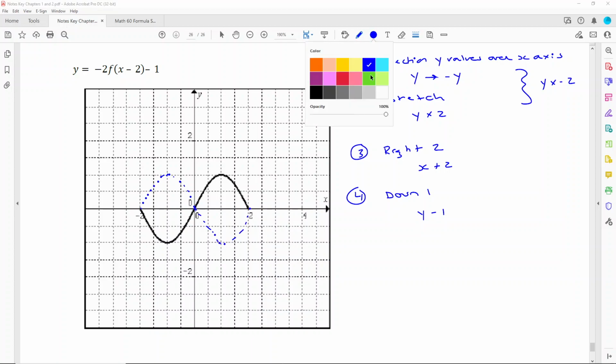Then you could stretch it. Okay, so if I stretch it by 2, this point's going to come up to here. This point is going to come down to here. The zeros will stay the same.